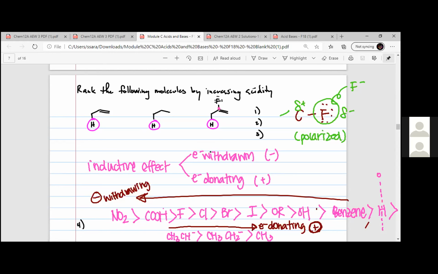So this is why Orgo becomes a little tricky. It's not like Gen Chem where there are rules and you just have to memorize them. You actually have to do some critical thinking, unfortunately.